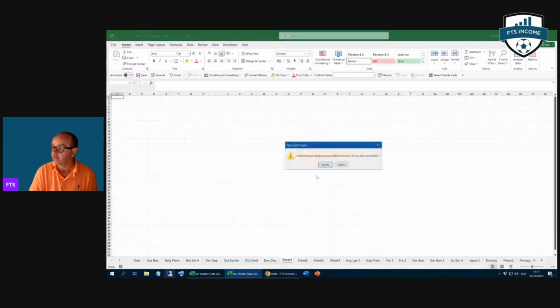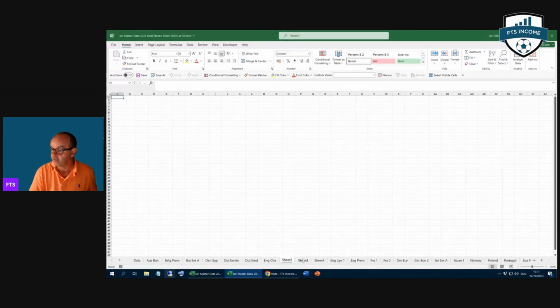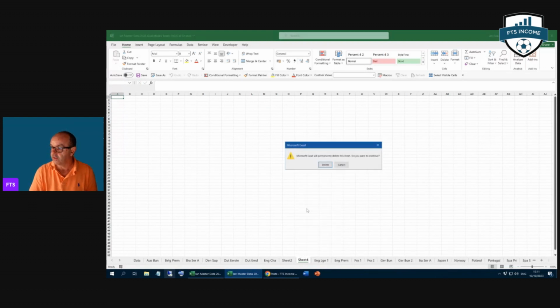I'm just going to delete one of those extra sheets that I had while I do that, and then we'll just look at a couple of little seasons. Apologies for that. Delete that and delete that.